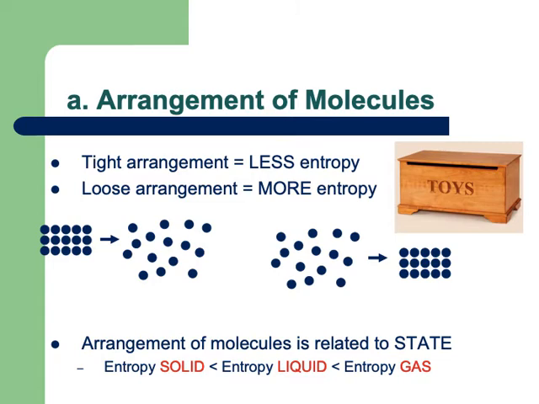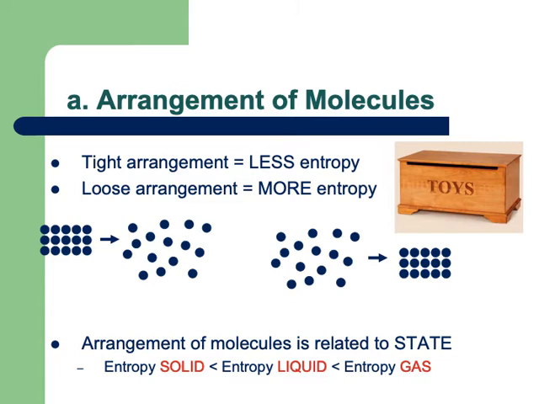But as soon as that toy chest is open and the toys are all over the room, it's scattered everywhere, and there's really a lack of arrangement, then there's going to be more disorder and more entropy. So when it comes down to the arrangement of molecules, it also is related to the state of the molecule. So a solid has less entropy than a liquid, which has less entropy than a gas.